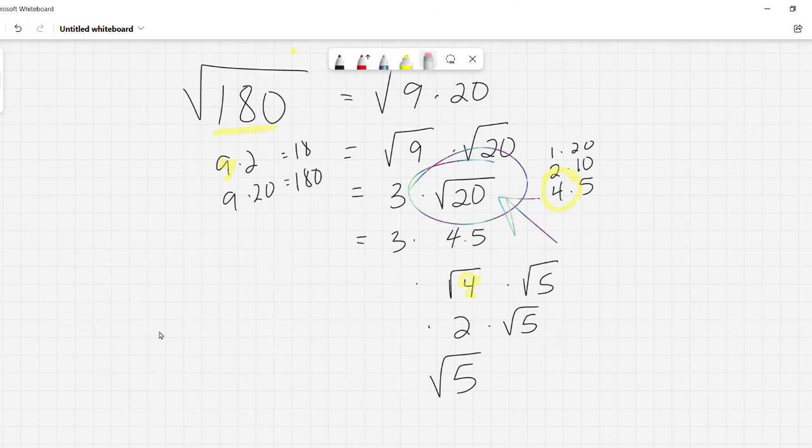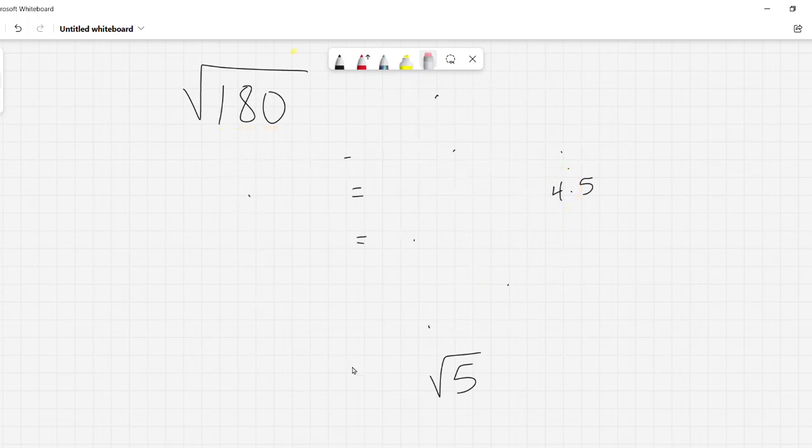Well, what if you look at this and you see this 180 and you just don't see anything? Like, I just don't see it. What goes into 180 that's a perfect square? This is where you can use factor trees. And I have a video that goes into a little more detail on factor trees. And I'll put a link in the description below. But let's do a factor tree for this one real quick.